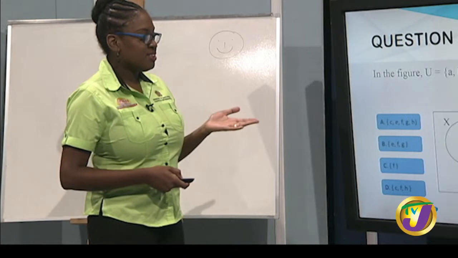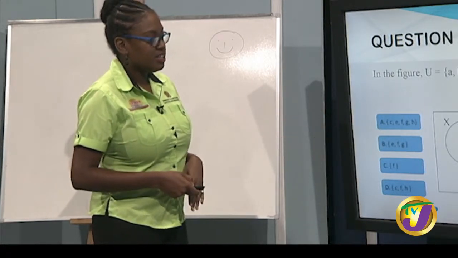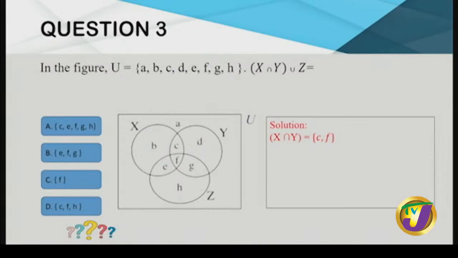Now, the elements in set Z, as we mentioned, would be E, F, G, and H. So if we put all these elements together, and we're putting them together because it says union, then our option is going to be A. So A is finally an answer. And notice that F is in both.